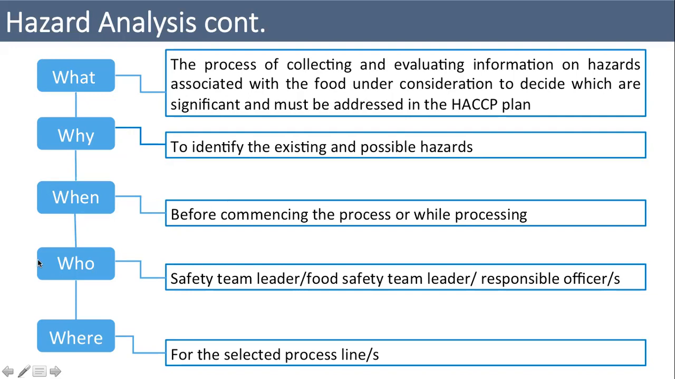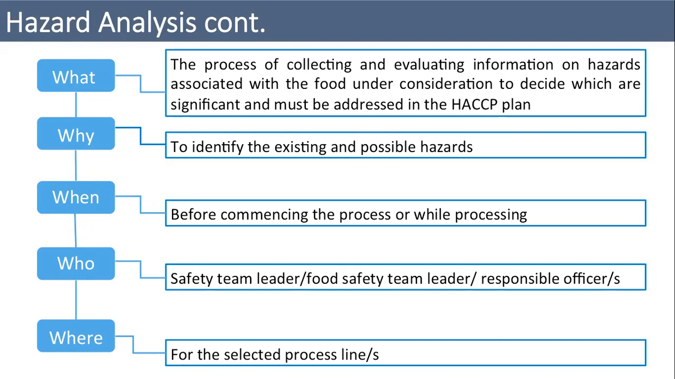Who is responsible? The food safety team leader or any team leader, right? Where can we apply it? For the selected process or process line. So let me explain. Sometimes we have a processing factory that produces different products. So for each and every product line, we need to analyze the hazards, not for the common process, right?